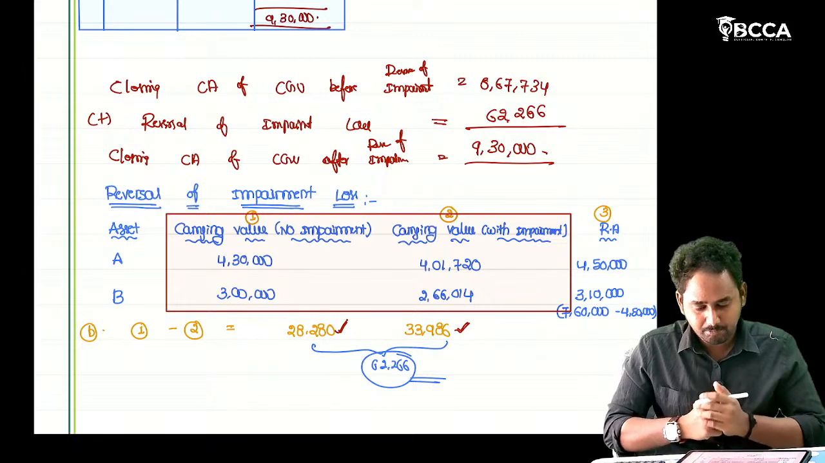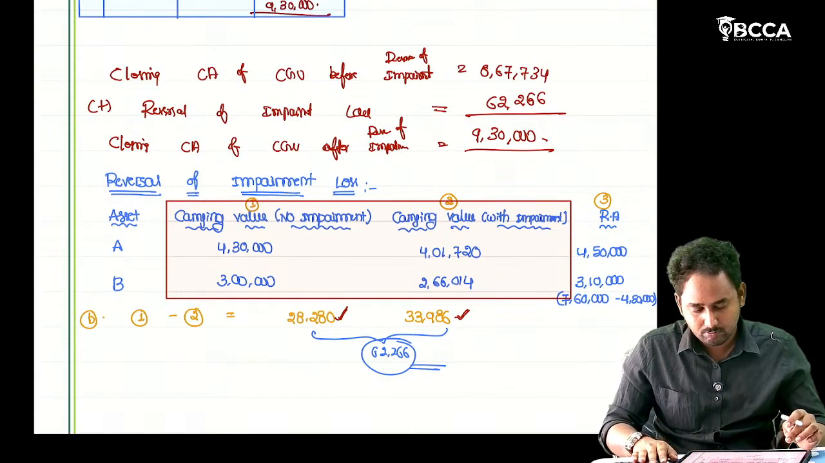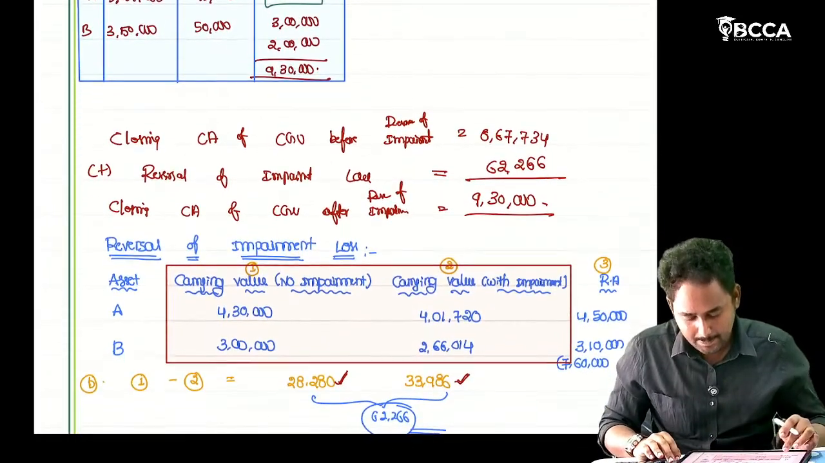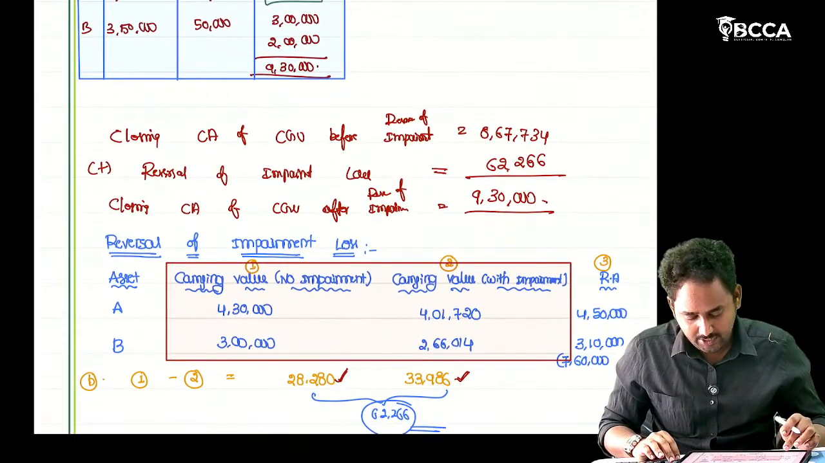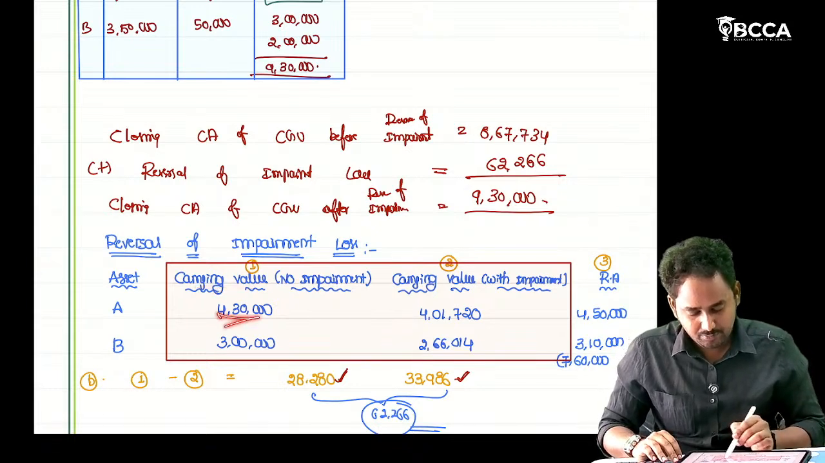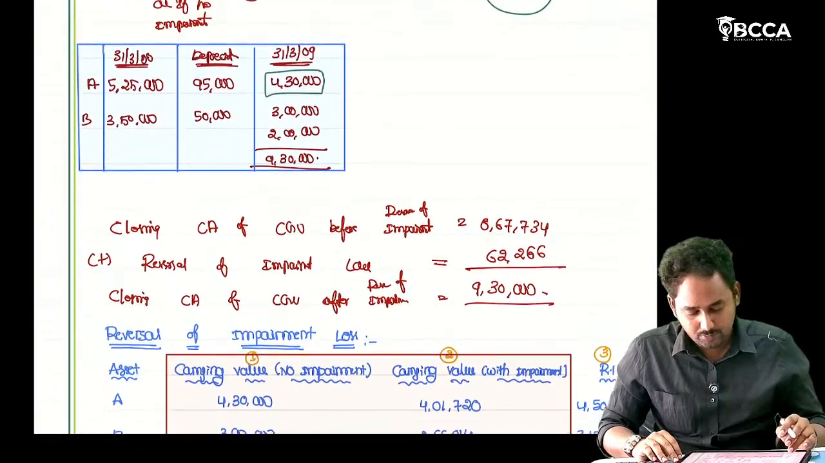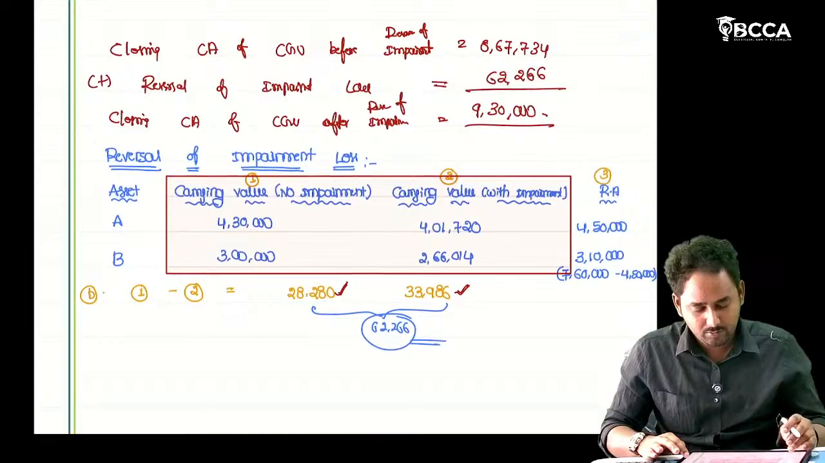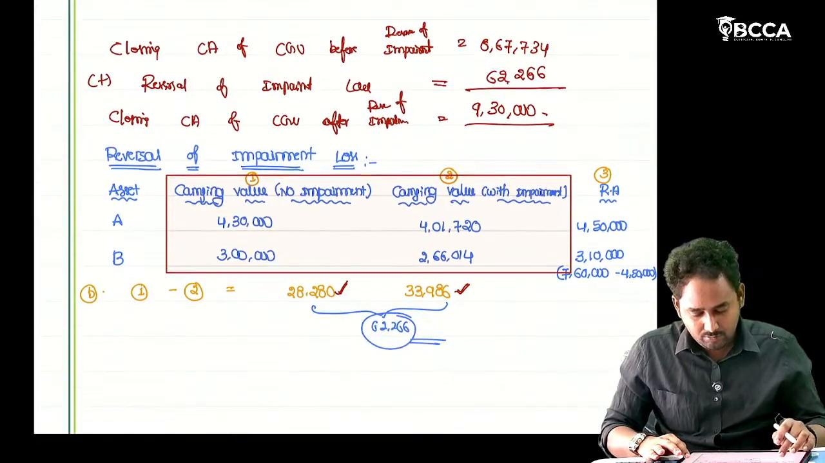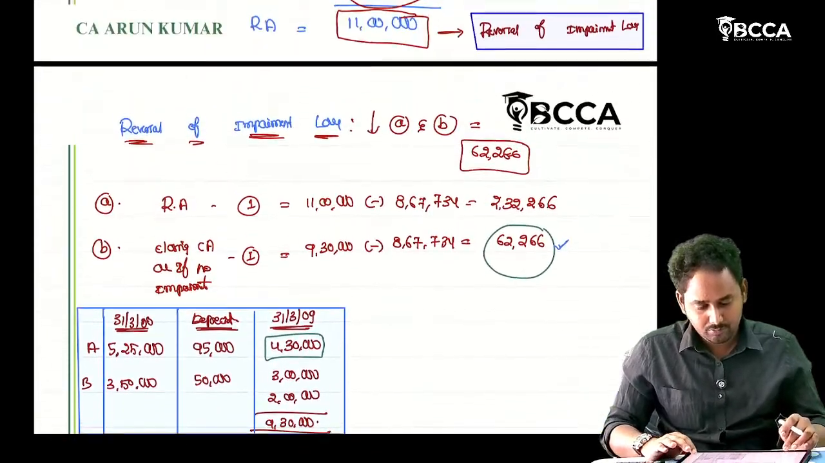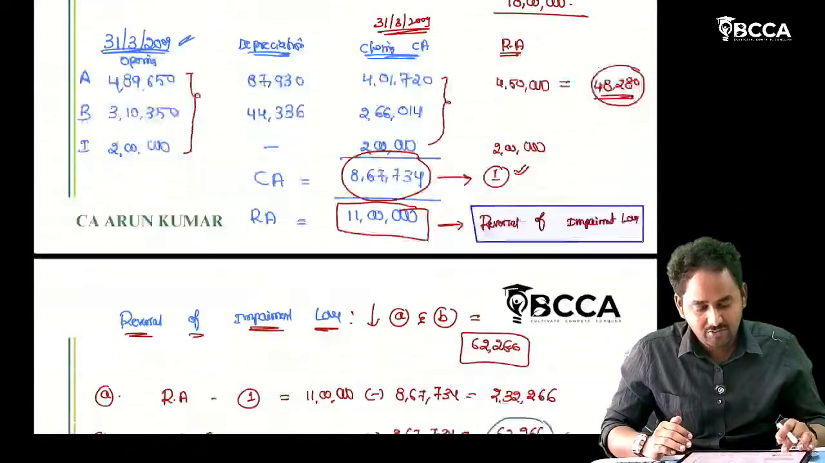Okay. So what is the carrying amounts? Carrying value. You can provide it up to here. Okay. So there is a reversal of impairment loss.